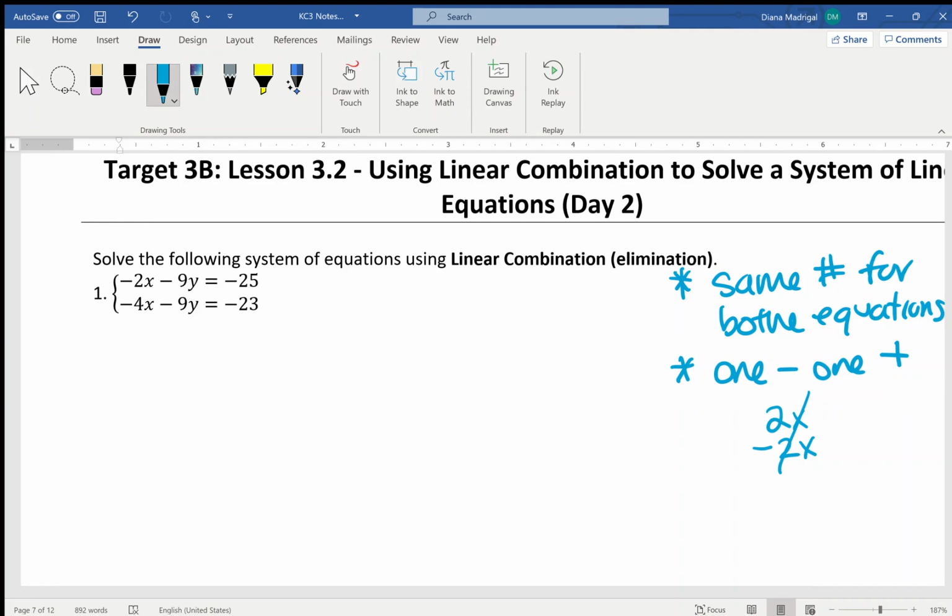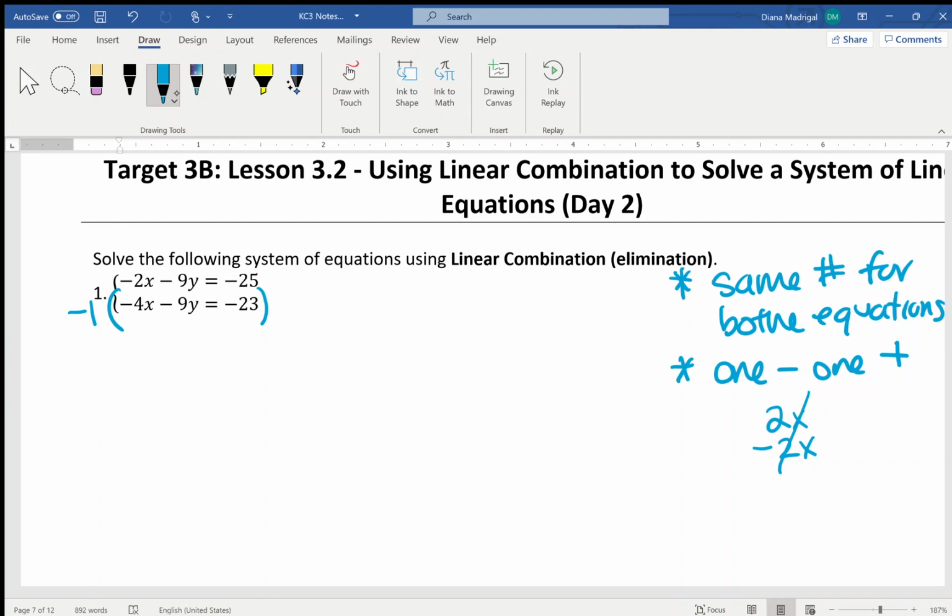I already have a negative 9. I just need a positive 9. So I am going to work with the second one. For this video, I'm going to work with the second one. To convert this negative 9 to a positive 9, I need to multiply by a negative 1. However, since we're switching that number, we also have to switch the rest of the numbers in that equation.